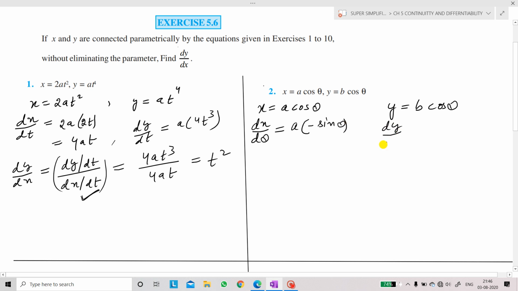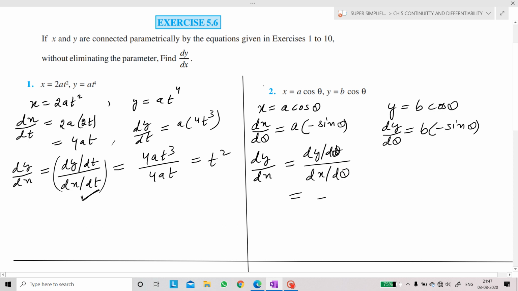Here again, differentiating this equation with respect to theta, b is a constant and the derivative of cos theta is minus sin theta. Then you have to find dy by dx. dy by dx will be dy by dt, but here I am going to use not t but theta. So dy by d theta divided by dx by d theta. Now dy by d theta is minus b sin theta and dx by d theta is minus a sin theta. So sin theta gets cancelled and the answer is b by a.